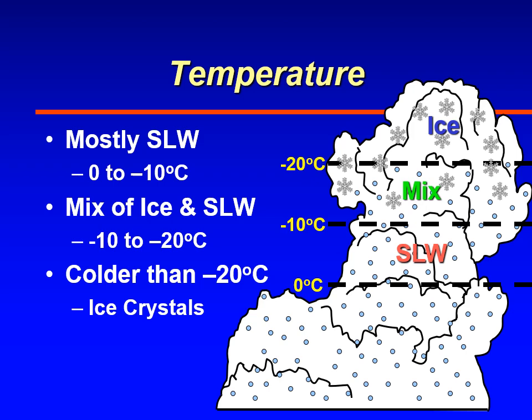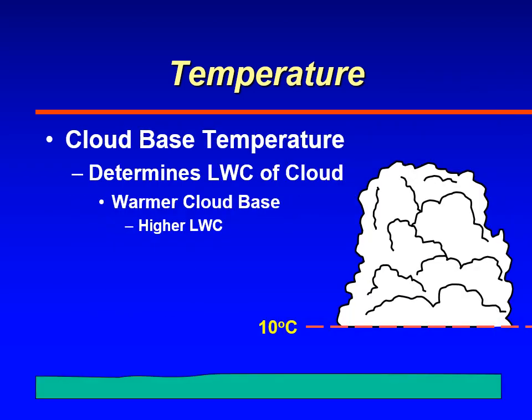But generally, at temperatures colder than -20, the cloud is mostly made up of ice crystals. Another thing that determines the amount of supercooled liquid water, or the liquid water in cloud for that matter, is the cloud-base temperature. If the cloud-base temperature is warm, then you're going to have higher liquid water contents in cloud.